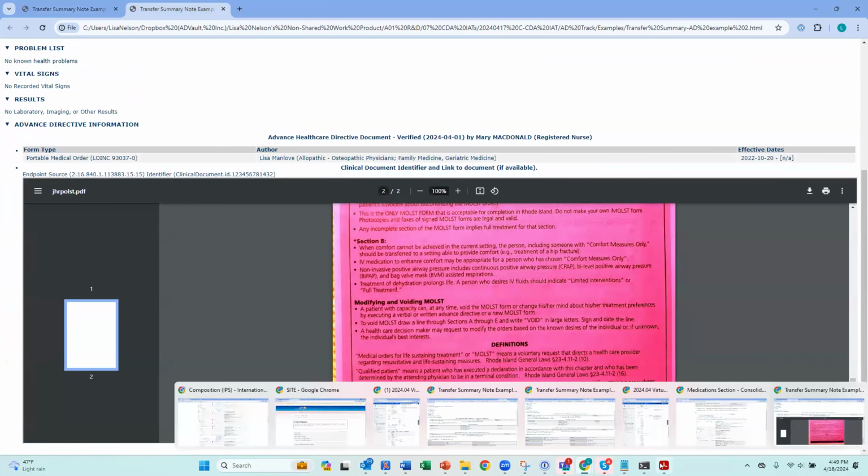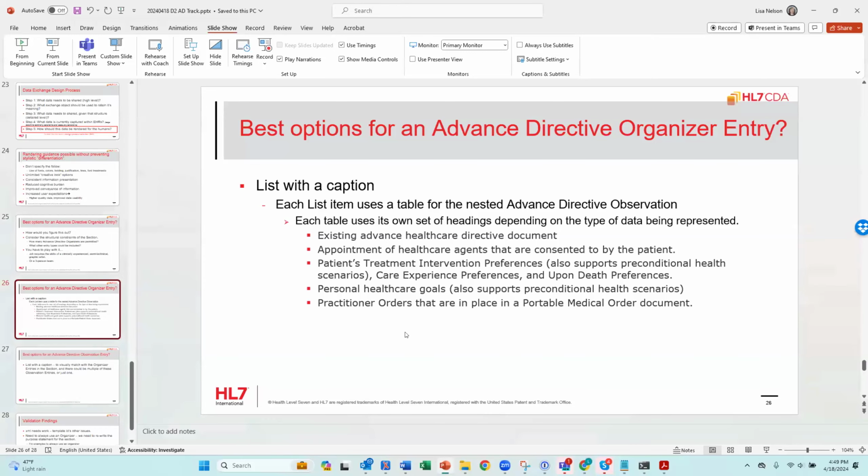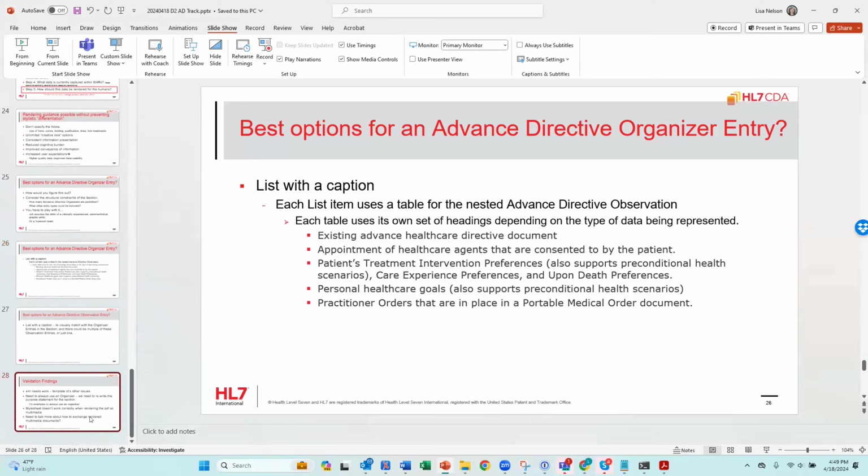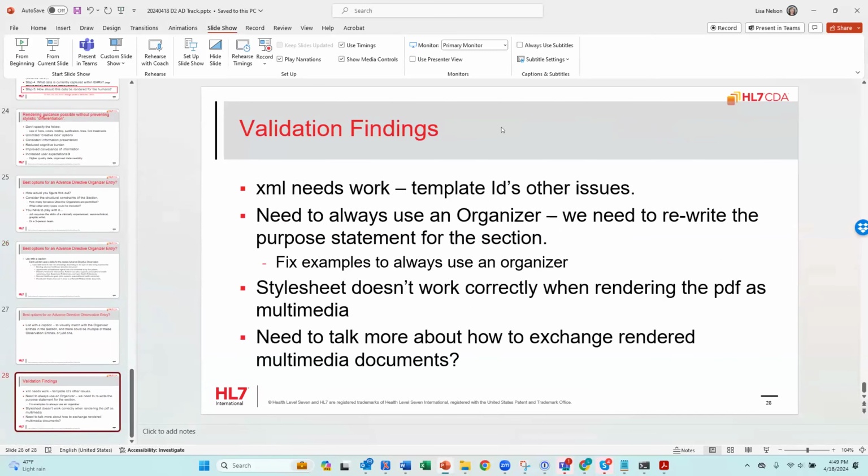And I didn't record that. I need to add that to my findings, but I think those are the tasks that we have going forward with this, is to continue to work on the needed examples, figure out what we're doing wrong with the XML against the validator. We need to fix things up so that even the single observations are always tucked inside of an organizer, and what that means semantically, I don't know, we'll have to figure that out. The style sheet problem will have to be reported.